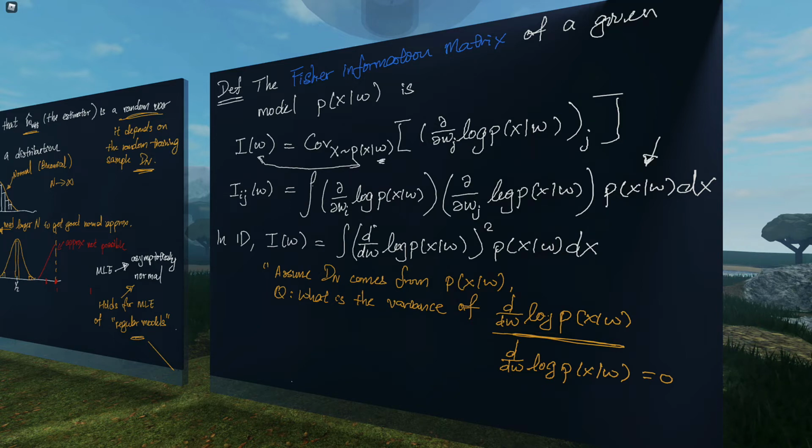But perhaps even better for intuition, if the log likelihood is sufficiently nice, then we actually have a better expression for this, which is equal to the negative of the second derivative. So this is not the square of the derivative anymore. This is the second derivative of the log likelihood.